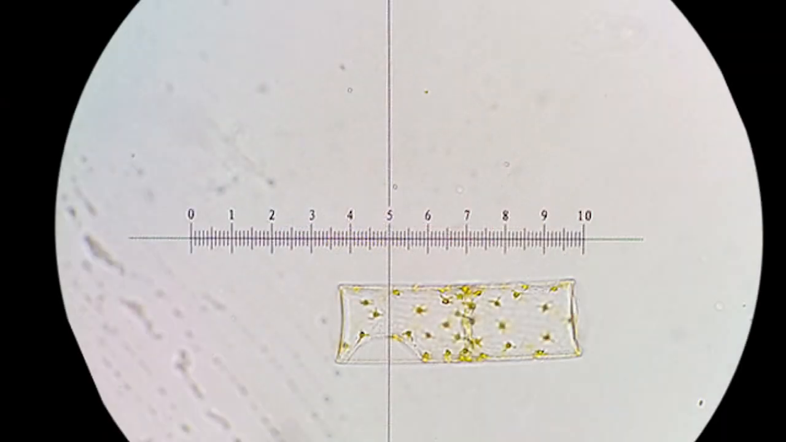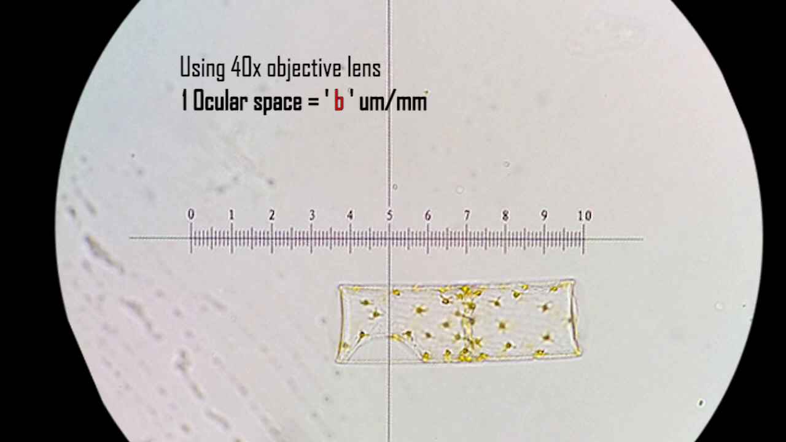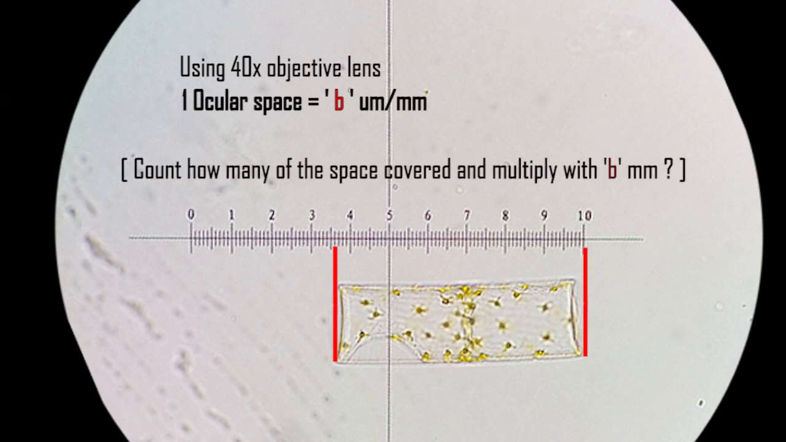So after calibration, you are able to measure the size, its longest dimension, by looking at the ocular space. So let's say using the 40 times objective lens, one ocular space equals B micrometer or millimeter. So from here to here, count how many spaces are covered and multiply by B. So you will get the actual size of the cell itself.